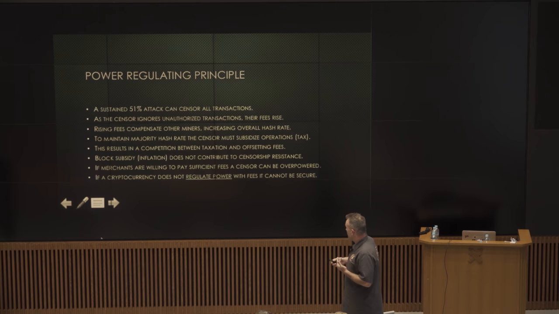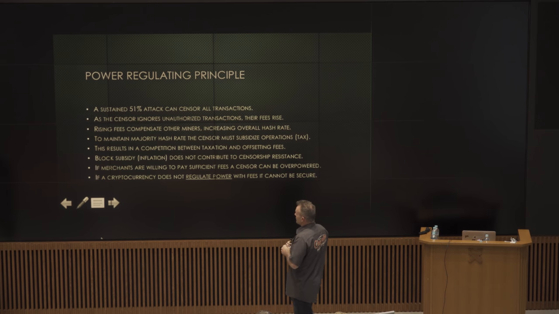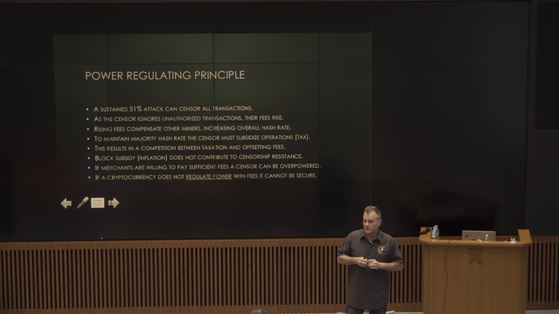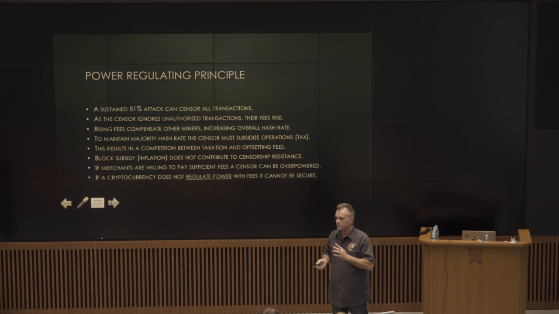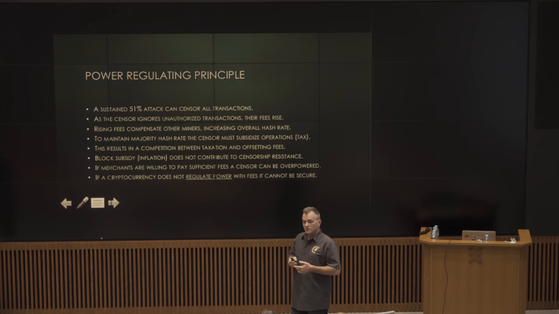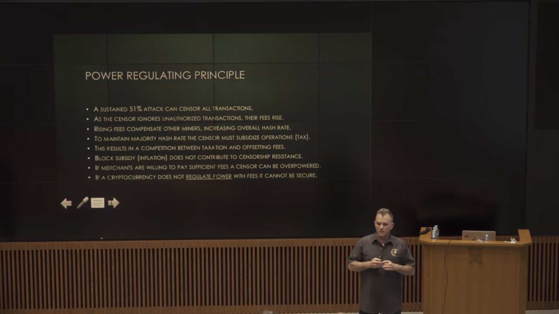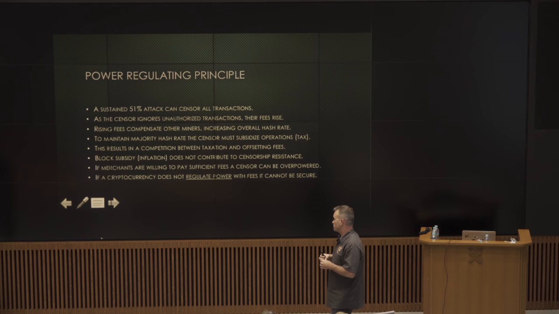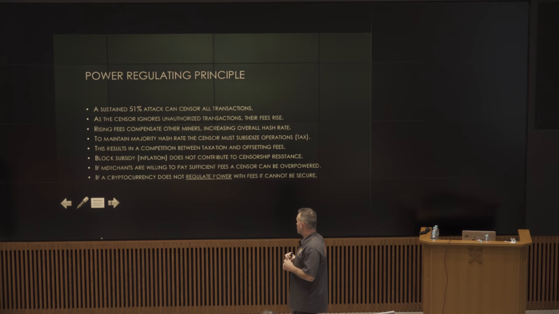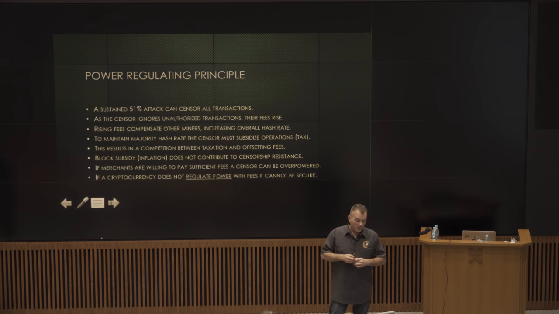So this is a good example of another error that developers have made, thinking that an inflation-only coin can be secure. It's not just a simple kind of arbitrary choice, maybe a little more inflation, a little more fees. Inflation does nothing to secure, and by inflation I mean the block subsidy, right? It does nothing to secure against censorship. Absolutely zero. And if you had a whole coin based on inflation, like perpetual inflation and no fees, it'd be absolutely insecure. And that's what this principle says: if it does not regulate power with fees, it cannot be secure.